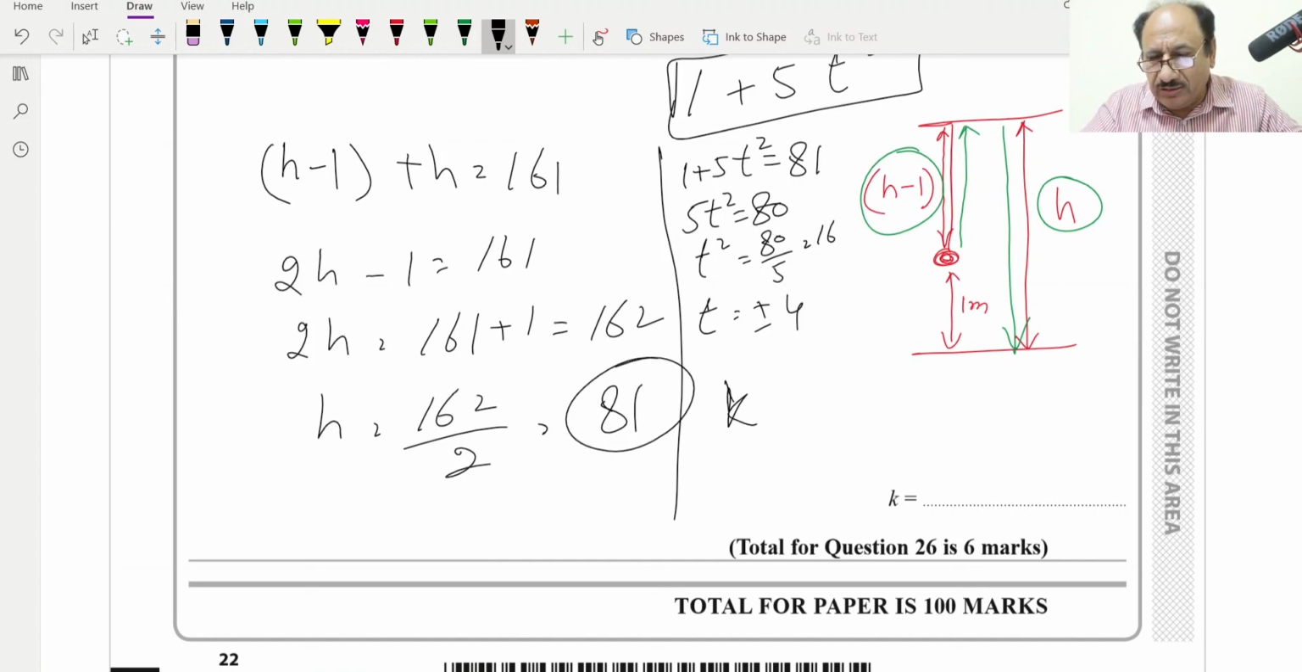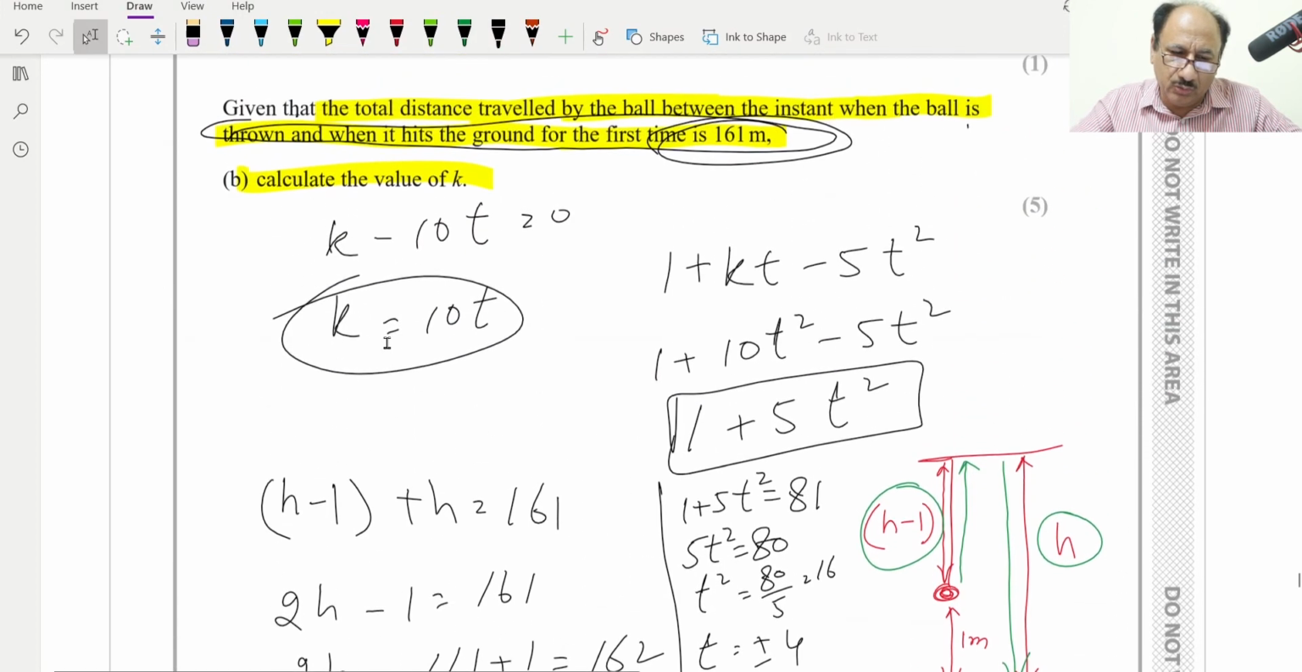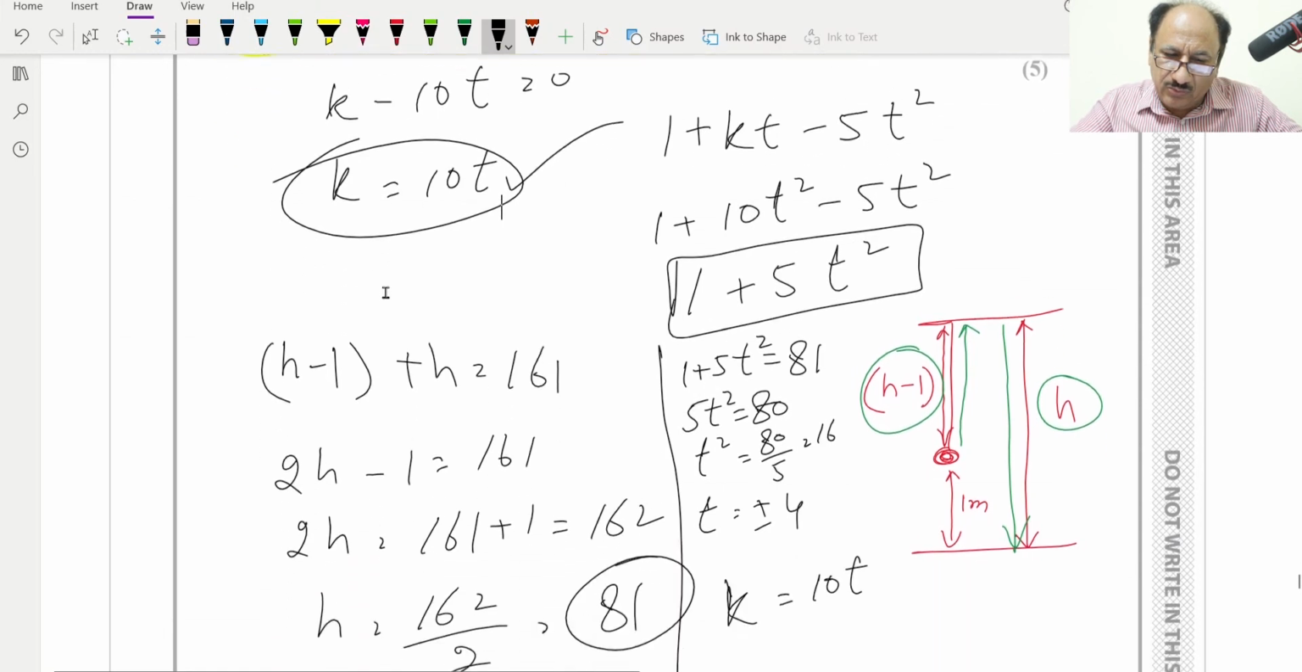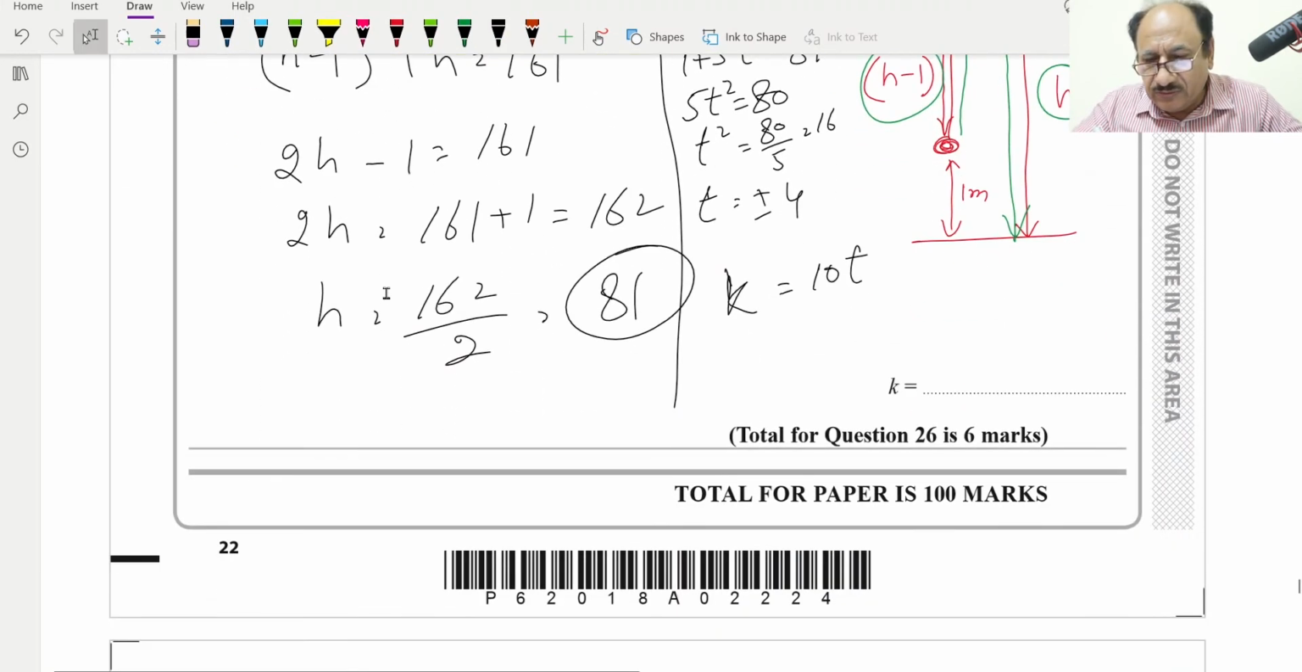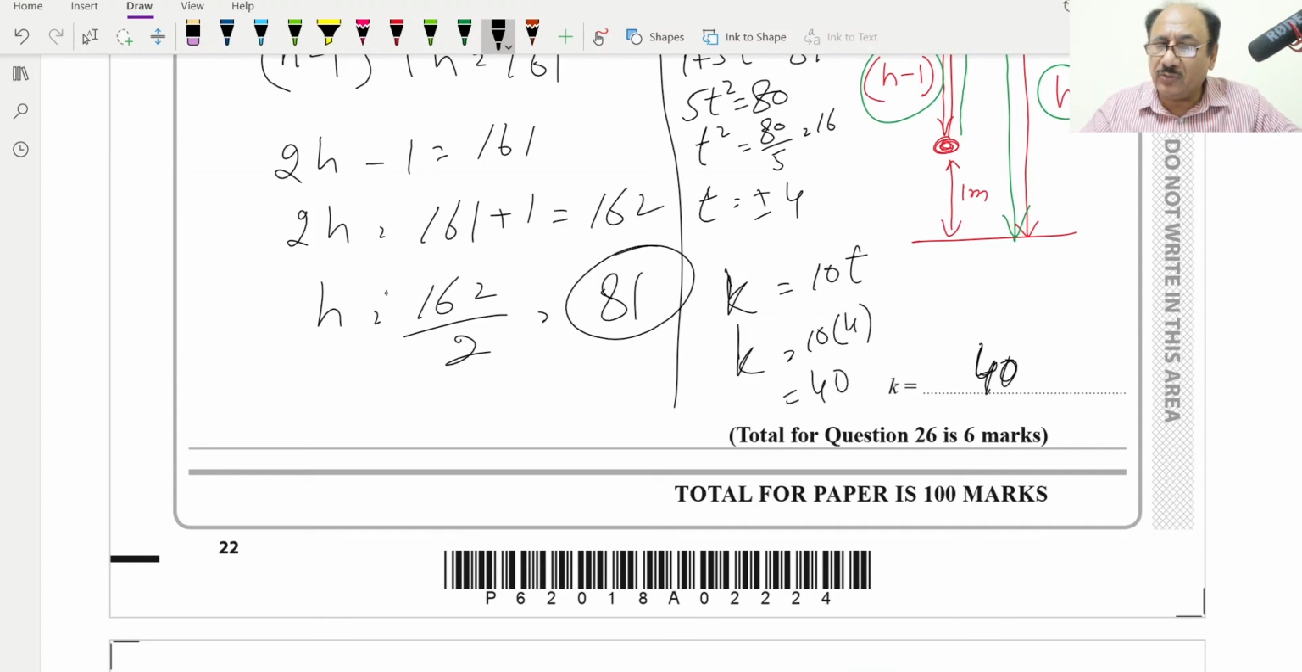We know k is equal to 10t, which we have already shown over here, and this one will be k is equal to 10 into 4, which is equal to 40, and 40 will be the answer over here at the proper location. We are done with the paper, and I'm sure you will be able to understand so many things which I have explained.